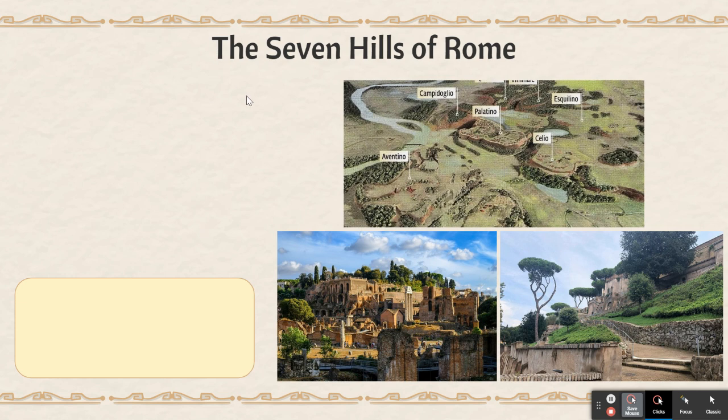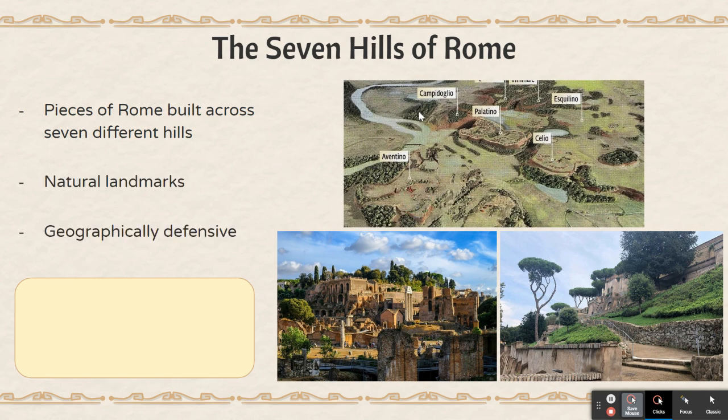And then finally, we've got this really unique kind of geography in Rome called the Seven Hills of Rome. So it did have, if you look, these seven kind of different higher ground areas, hills. And so pieces of Rome were built across these seven different hills. Now, they were natural landmarks at the time and it developed. And of course, it allowed them to be geographically defensive because they were on higher ground. But later on in the lesson, we'll get into more specifics on each of them.